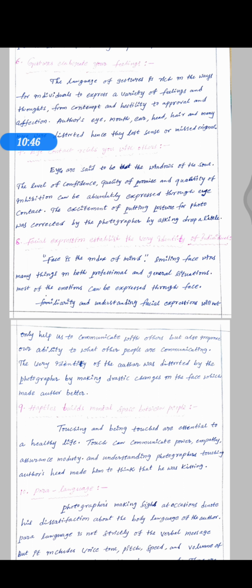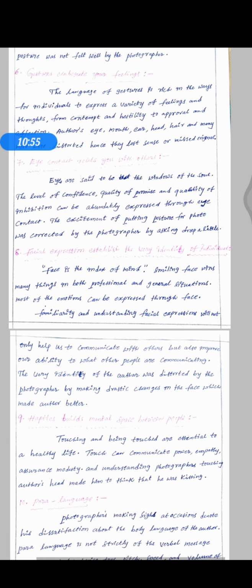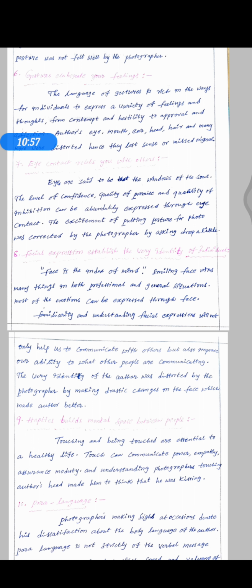And the next one is... I forgot to explain it. I think it's eye contact. Eye contact relates you with others.